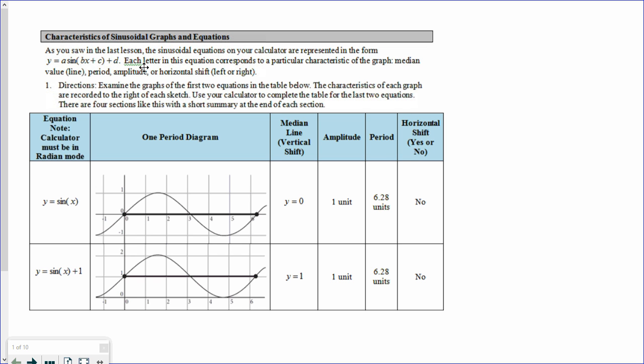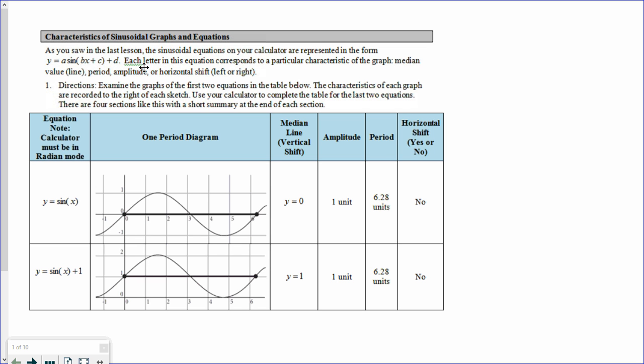your calculator are represented in the form y equals a times the sine of, in brackets, bx plus c, close the bracket, plus d. Each letter in this equation corresponds to a particular characteristic of the graph: the median line, the period, the amplitude, or a horizontal shift. What it means by that is, when we change A, B, C, and D, it actually changes characteristics of the graph.